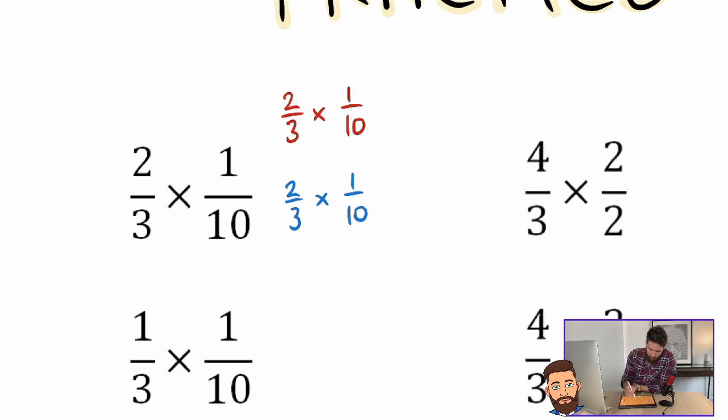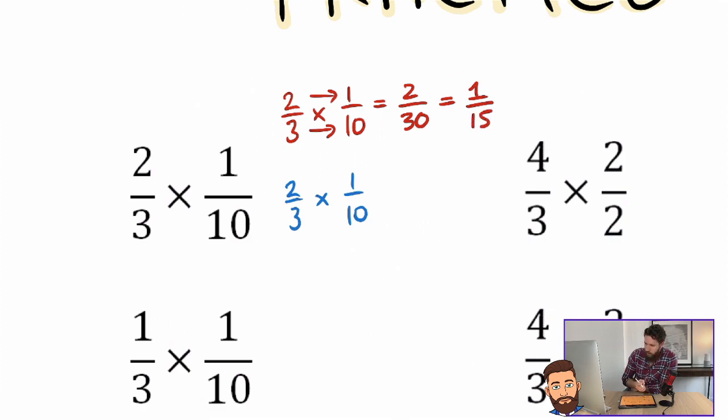So, if we're looking at the first one, if you are just going to multiply across and then cancel, simplify, that's fine. 2 times 1 is 2, 3 times 10 is 30. Can I simplify? Yes. What goes into both 2 and 30? 2. 2 goes into 2 once. 2 goes into 30 15 times.